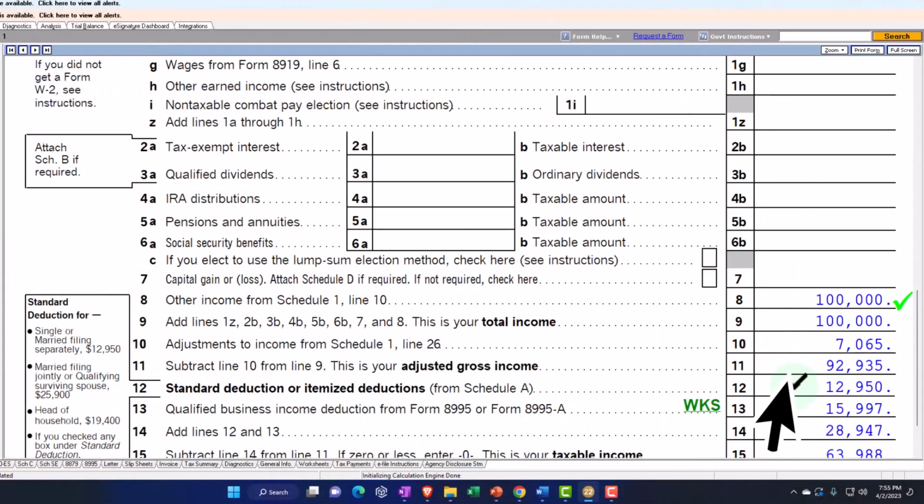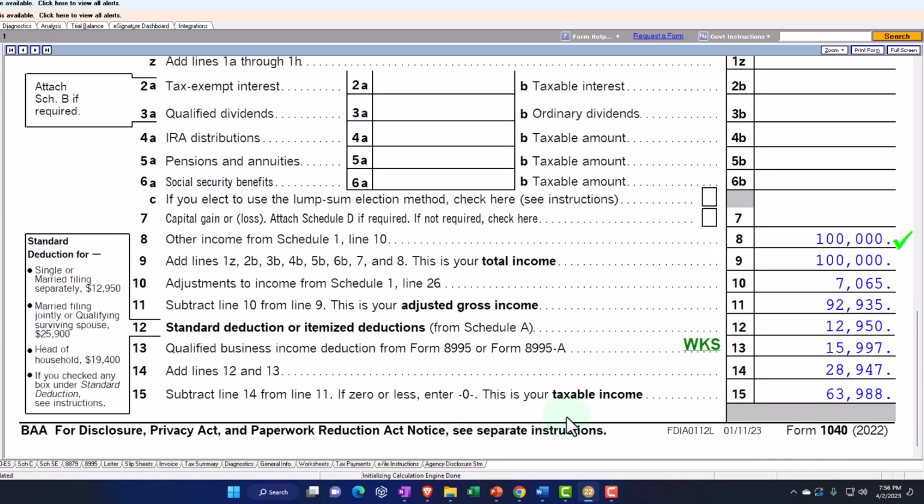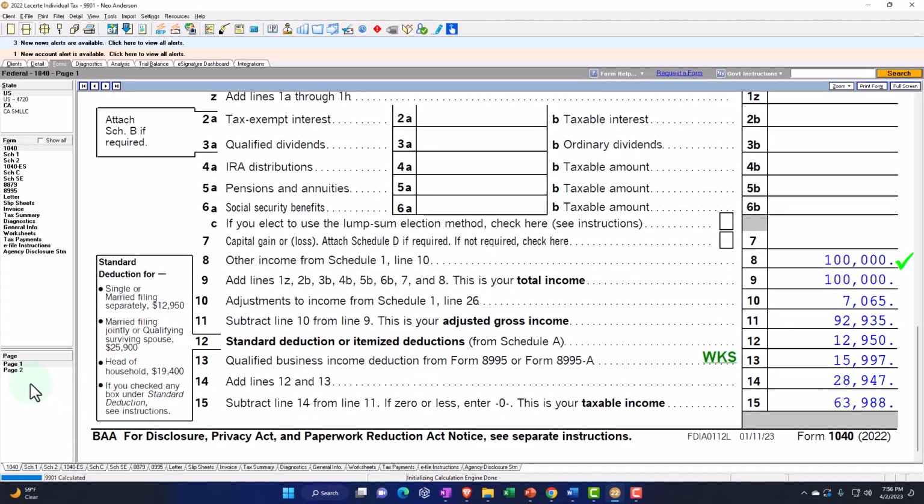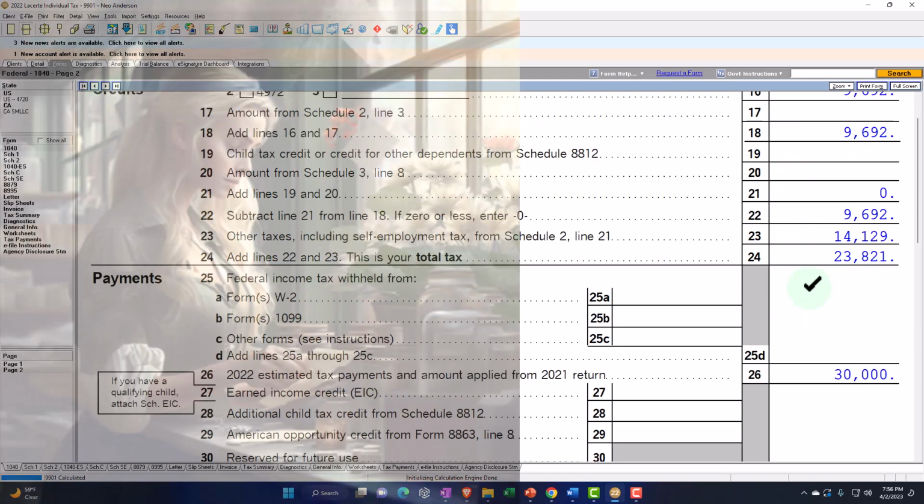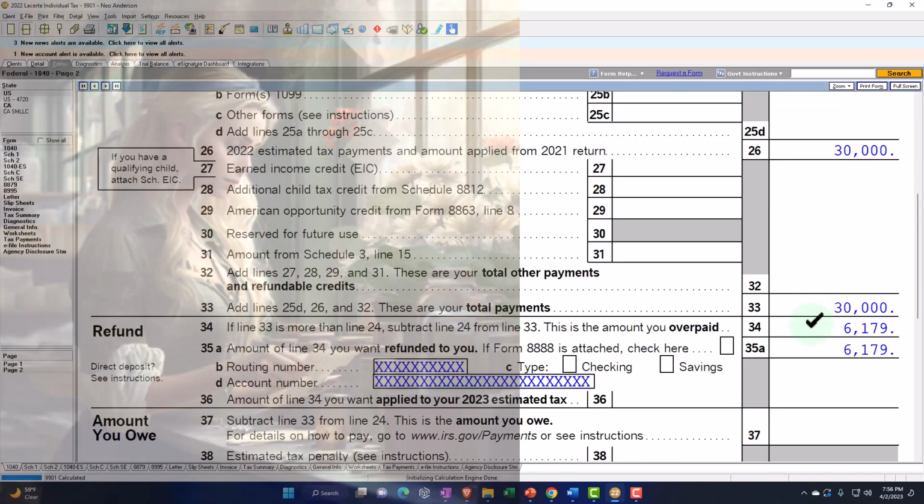We got the 12,950 standard deduction. We've got the 15,997 of the qualified business income being calculated by the software. It gets us to the 63,988 taxable income. Page 2 calculated the tax. Federal income tax, 9,692. The self-employment tax, 14,129. We're saying we paid in 30,000 for the difference of 6,179.